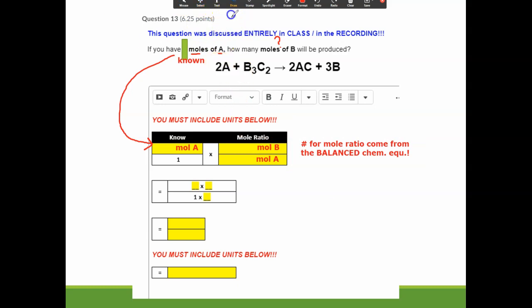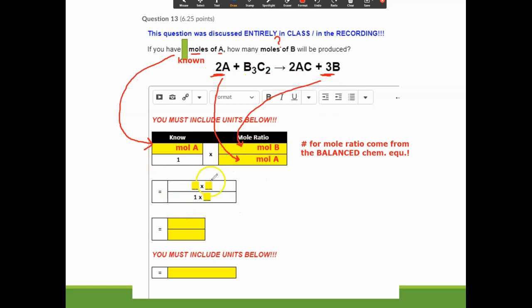Okay, so taking a look here, you need to look at what is the coefficient for B, moles of B, that should get plugged in here. And what is the coefficient for moles of A? That should get plugged in on the bottom. So again, start off with what you know. Everybody has a different amount of known. Make sure you then plug in the mole ratio. Everybody has the same equation, so your mole ratios should all look the same.